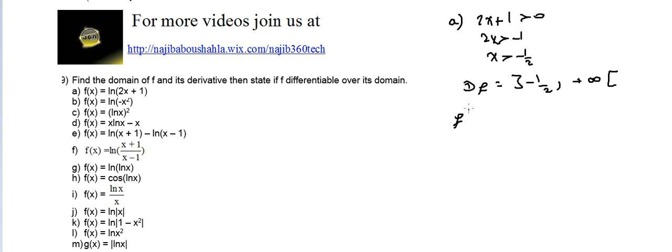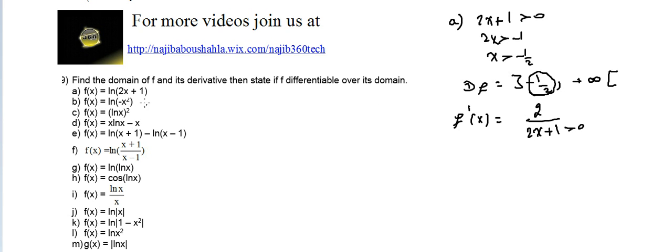What is the derivative? The derivative of f of x in part A is the derivative of u, which is 2, over u, which is 2x plus 1. 2x plus 1 is not equal to 0. It could be positive. Yep, f is differentiable over minus half to plus infinity.